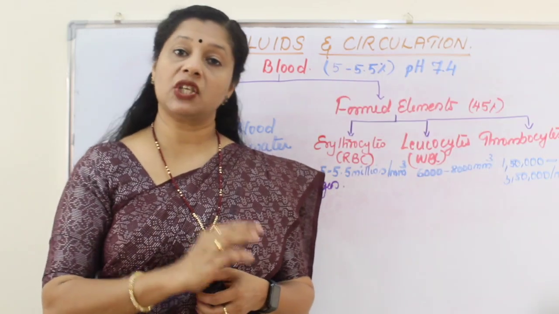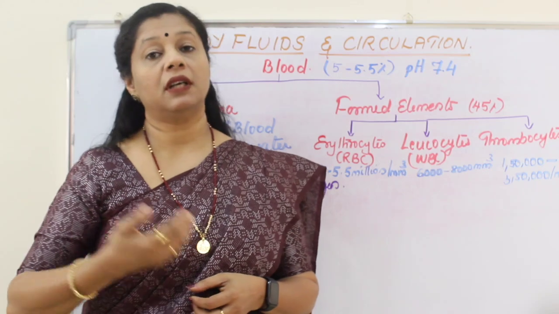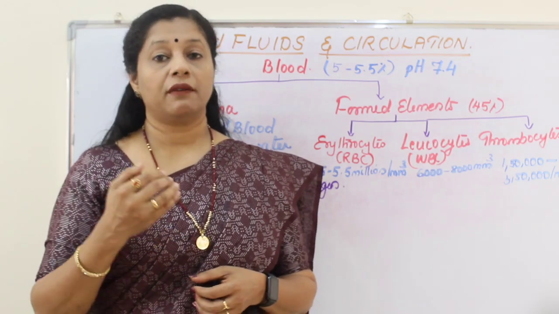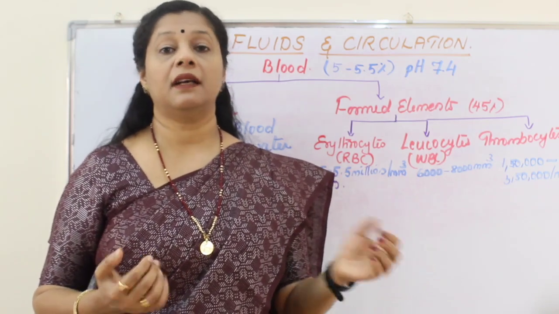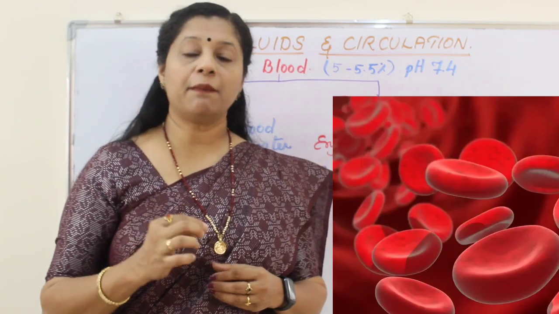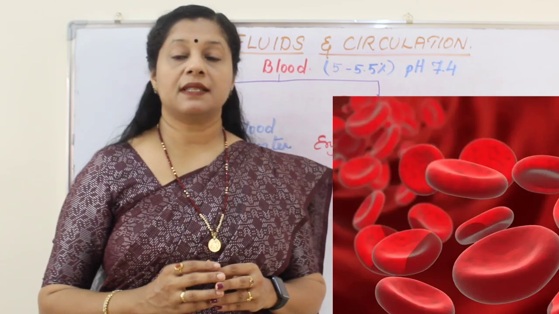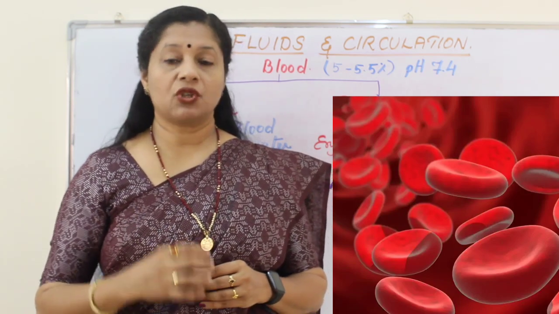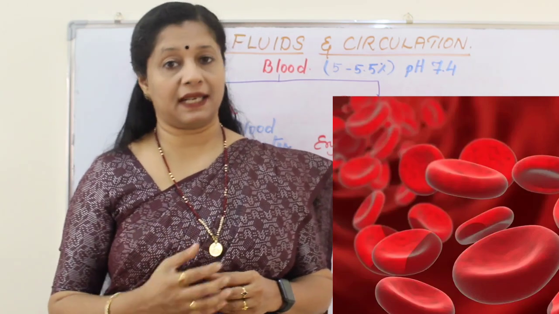Actually, in embryonic stage, RBCs are formed in the spleen, but when we are becoming mature, the RBCs are formed in the bone marrow. So formation is in the bone marrow and the graveyard is the spleen, and the lifespan is 120 days. The shape of the RBC is biconcave shape. Why? Because it has to have lot of hemoglobin to carry oxygen. So biconcave shape will give more surface area compared to spherical structure.